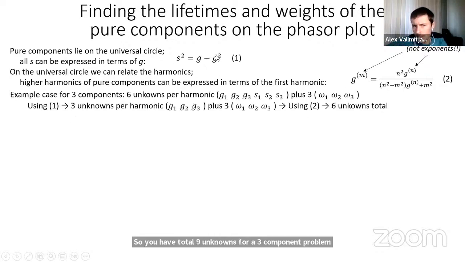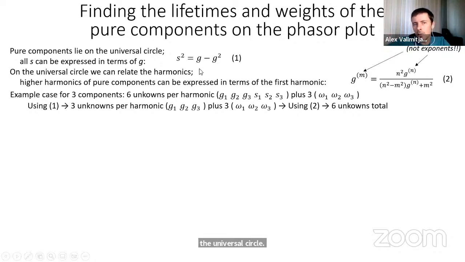Now, using the fact that you can relate unknown pure components are in the universal circle, therefore you can relate the S's as a function of G. So you reduce it to 6 unknowns, in which you have 3 G's and 3 omegas, because the S's are related to the G's.